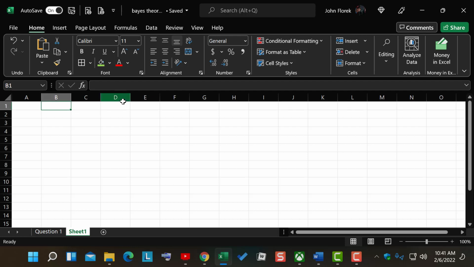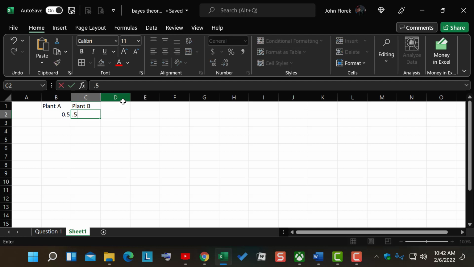So you've got plant A and you've got plant B. And then you're given that the service station receives an order from the distributor. There's a 50% chance that it came from plant A and a 50% chance that it came from plant B. So you know that's a given. So 0.5 there and 0.5 there. Now, and it keeps going. So I have already done all this, so I didn't want to repeat it.